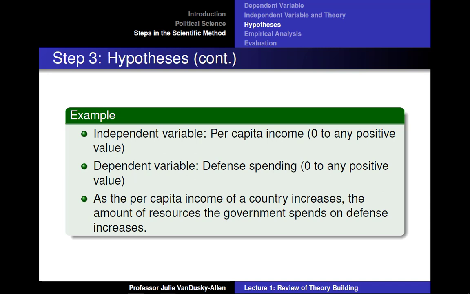Note that this hypothesis identifies how variations in the independent variable per capita income influence variations in the dependent variable defense spending. In addition, we can observe this potential relationship between per capita income and defense spending in the real world. We could collect data from public records on countries' defense spending and collect data from public records on per capita income in those countries. Then we can observe whether countries' per capita income increases their defense spending.